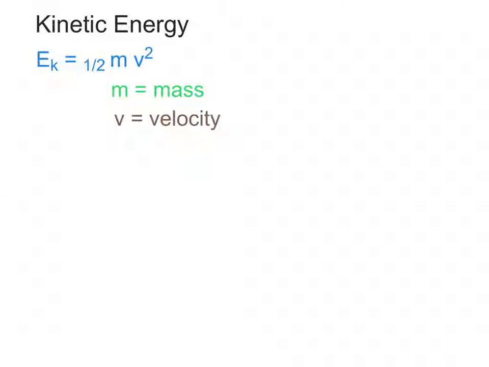Manipulating this equation becomes a bit more difficult simply because the velocity is squared. So if you are solving a problem for velocity, where you're trying to find the velocity of the object, you will take 2 multiplied by the kinetic energy divided by the mass, but then you need to remember that you have to take the square root of that, because in the equation above, the velocity is squared. So you need the square root of 2Ek divided by m.